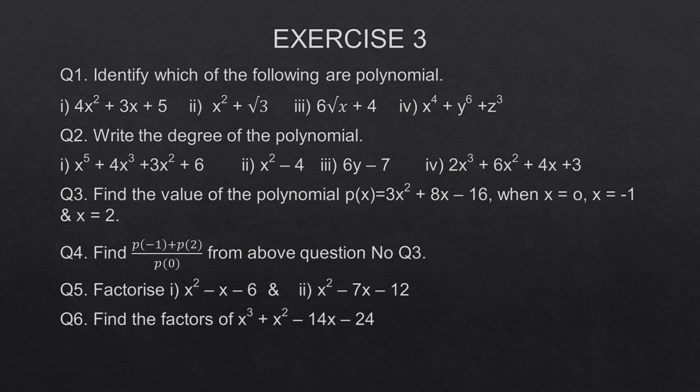Now the fifth one is factorizing. The first part is x square minus x minus 6. The second is x square minus 7x minus 12. And the last is factorizing a cubic equation, which is x cube plus x square minus 14x minus 24. Good luck.